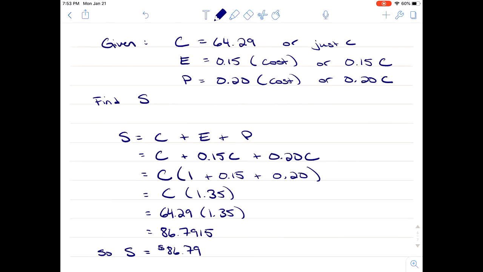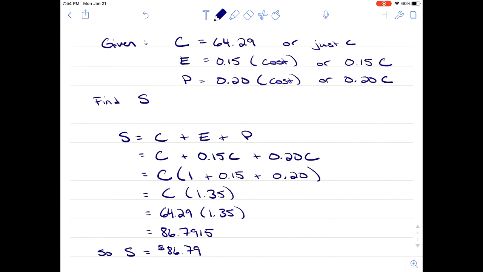So my question is, there are three equations that you gave us, but is the main one we're going to be using S equals C plus E plus P? It's going to depend on the question, but if I had to pick one, yeah, I would pick this bigger one that we just used. And just keep in mind that E plus P is the markup portion of it. Good. Any other questions?